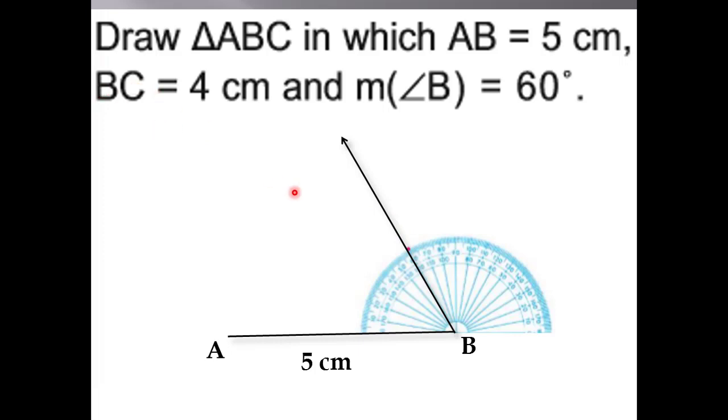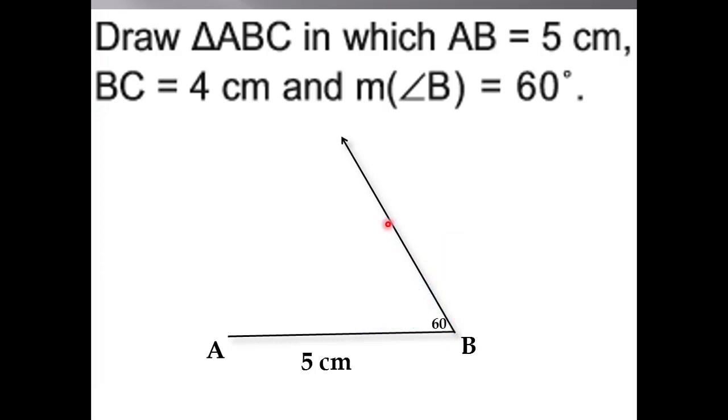BC equal 4, so from B to C 4. It means I'll measure 4 centimeters starting from B, then the point here is C. So I have AB 5 centimeters, measure of angle B 60, and finally I'll measure 4 centimeters and this point is C. Now join C with A, you have the triangle ABC. You can erase the rest here. So this is the triangle ABC.